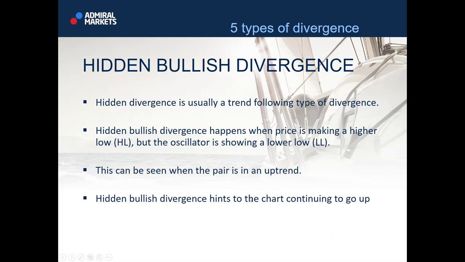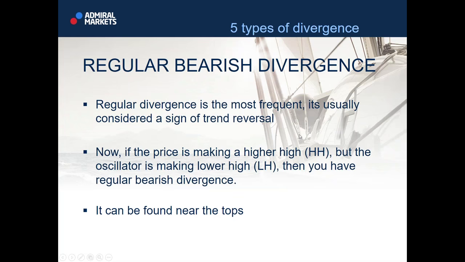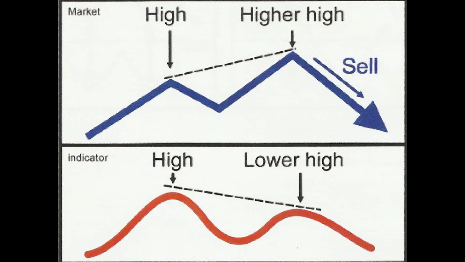Hidden bullish divergence is a trend following type of divergence. It will happen when price is making a higher low, but the oscillator is showing a lower low. That can be seen when the pair is in an uptrend. Hidden bullish divergence hints at the chart continuing to go up. Regular bearish divergence is when price is making a higher high, but the oscillator is making a lower high. It's found near the tops. It looks like a megaphone, and it's very easily spotted.